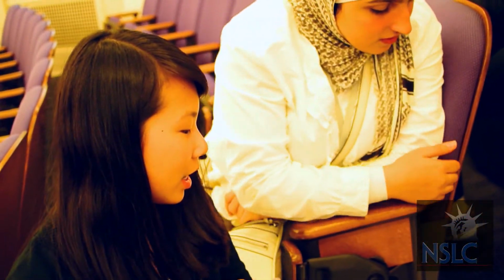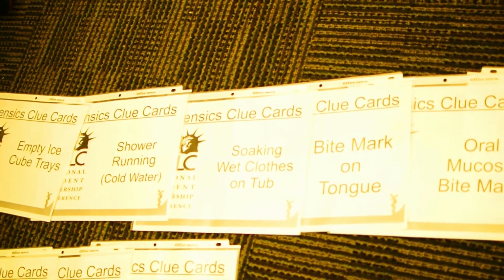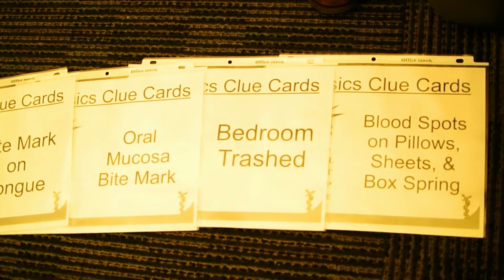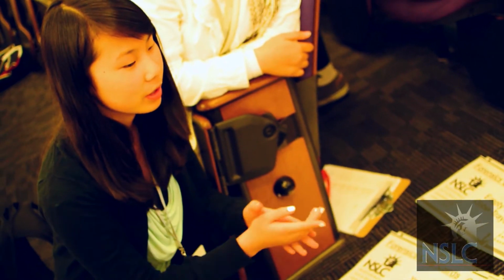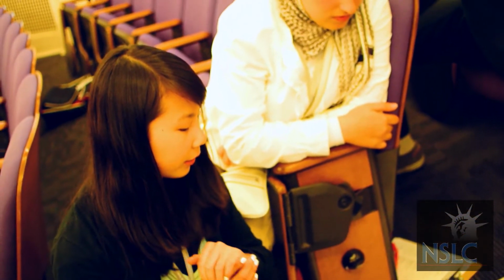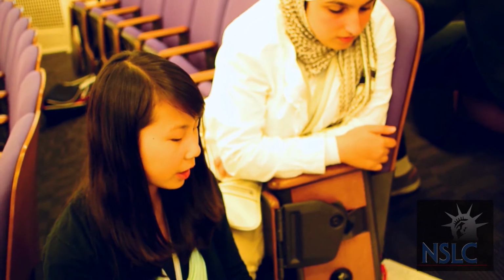So pretty much for this, our order so far is he went to empty ice cube trays, tried to cool himself down from his hyperthermia. And then when that didn't work, he started doing a cold water shower, soaking wet clothes on the tub, and then he bit his tongue, and then he also bit his oral mucosa. And then trashed his bedroom, which led to blood spots on the pillows, sheets, and box spring. And then he transitioned to the living room, where there was yelling, screaming, and crashing noises, and that ended in the living room being trashed, and then blood on the living room mop board. And that's all we have so far.